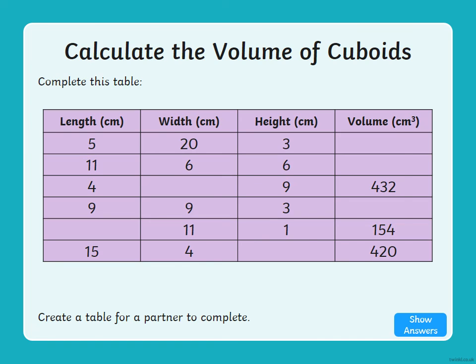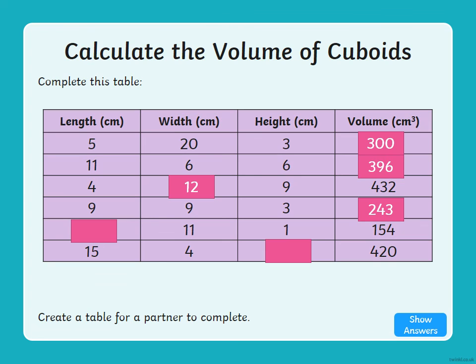Let's see how well you have done. All right, so the first one is 300 centimeters cubed. The second one is 396 centimeters cubed. The missing width here is 12. The missing volume, the volume is 243 centimeters cubed. The missing length here is 14, and the missing height here is 7.